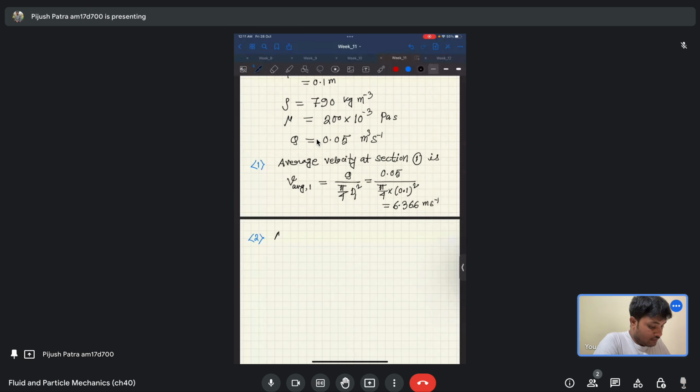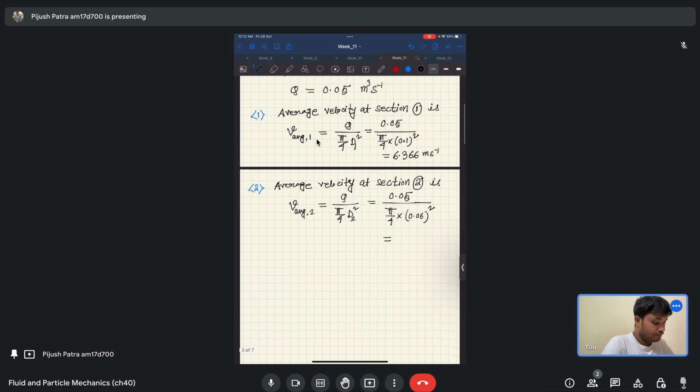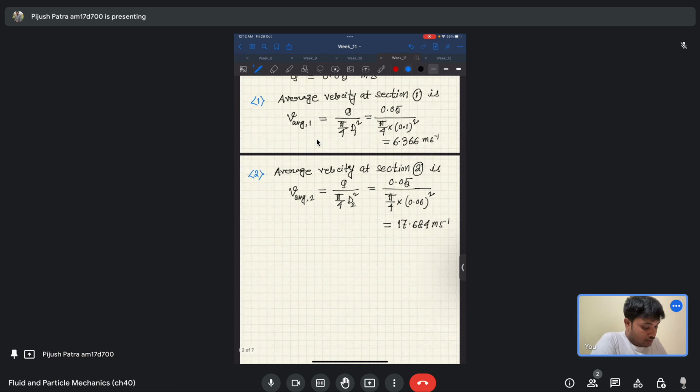Average velocity at section 2 is Q divided by pi by 4 d2 square, 0.05 divided by pi by 4 into 0.06 square, which will come to something around 17.684 meter second inverse.